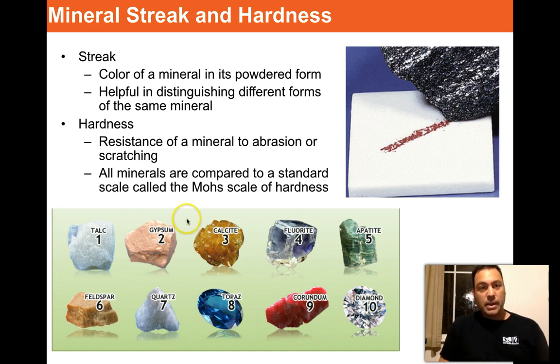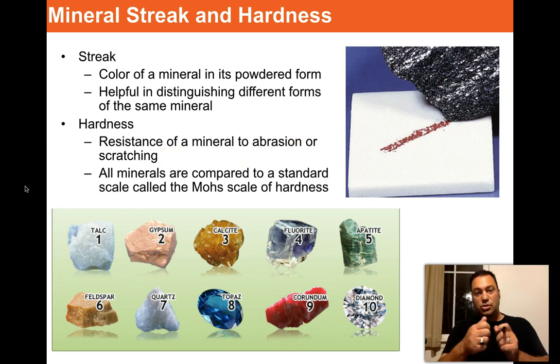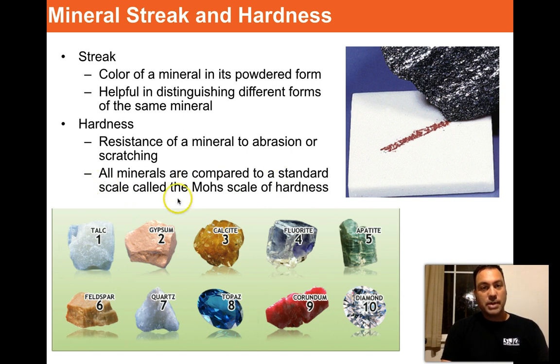Another thing is their hardness. Not all minerals are the same hardness, right? And what is hardness? Resistance of a mineral to abrasion or scratching. So you can take a mineral and scratch another mineral with it, and the one that scratches the other one is the harder of the two, right? And so we've got a system that all minerals are kind of thrown into. Let's just say all minerals are compared to a standard scale called the Mohs scale of hardness.